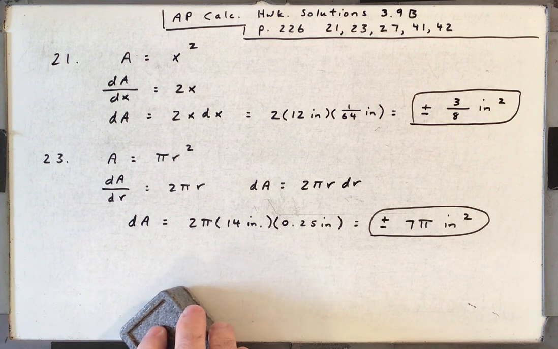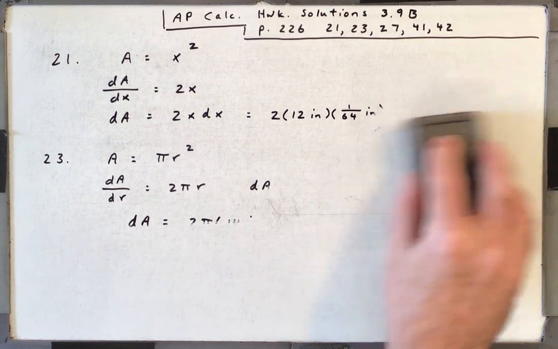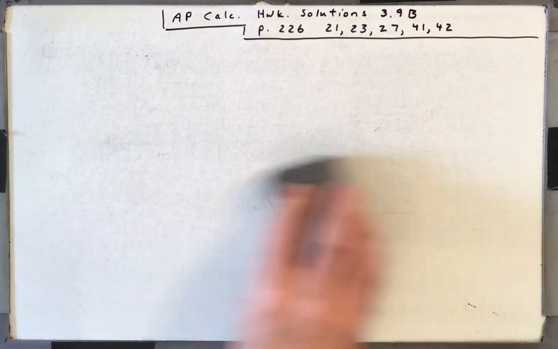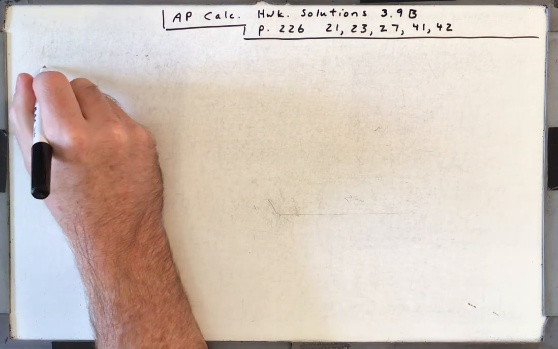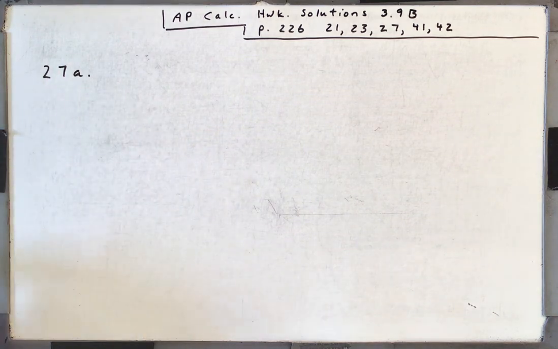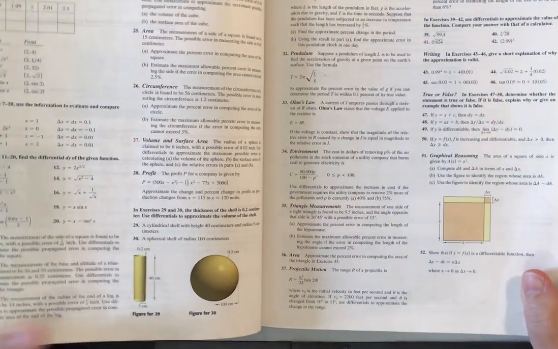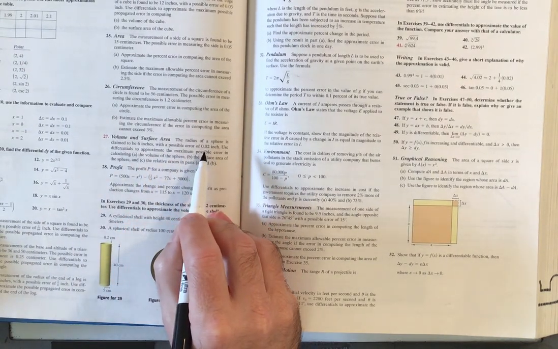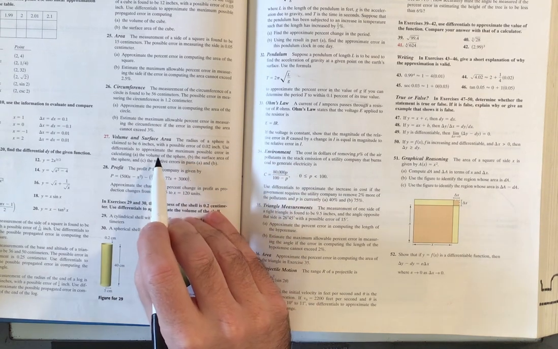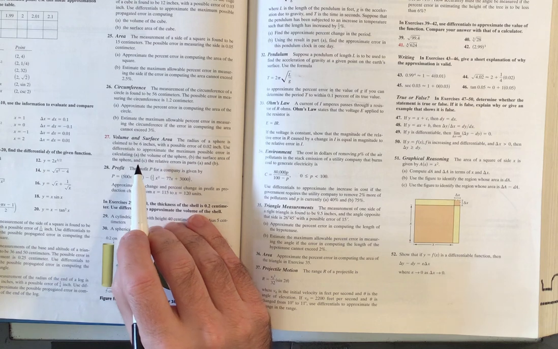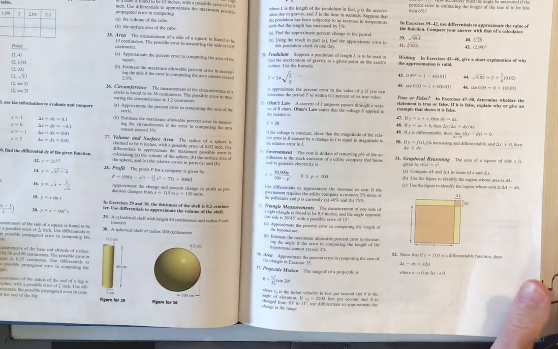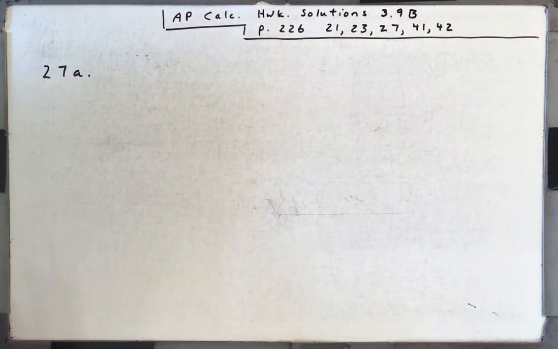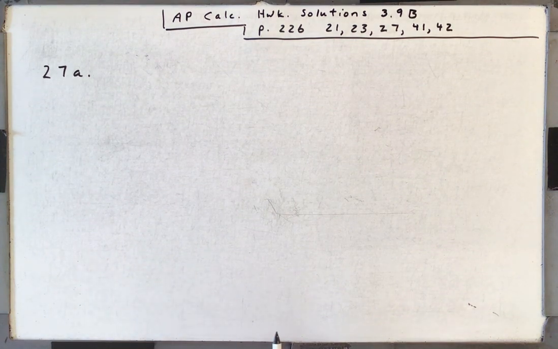So let's move on to number 27. All right, 27 has a part A and a part B. It says the radius of a sphere is claimed to be 6 inches with a possible error of 0.02 inches. Use differentials to approximate the maximum possible error in calculating the volume of a sphere and the surface area of the sphere. Okay, so we're just doing A and B. We're not going to do part C on this.